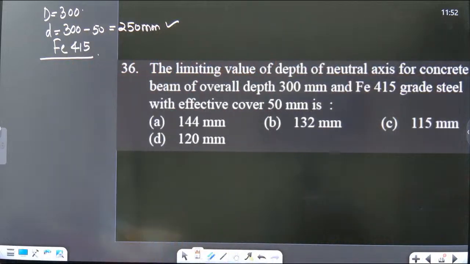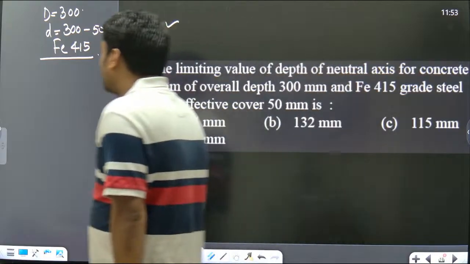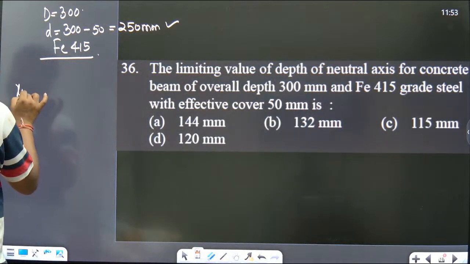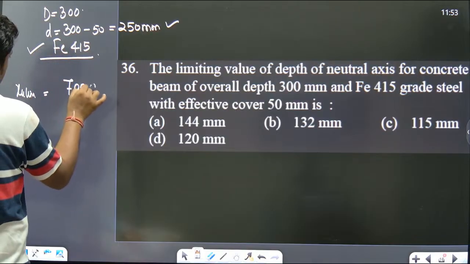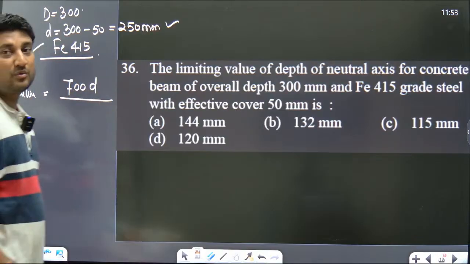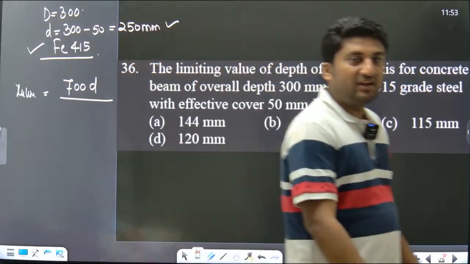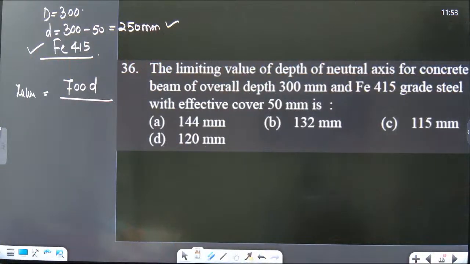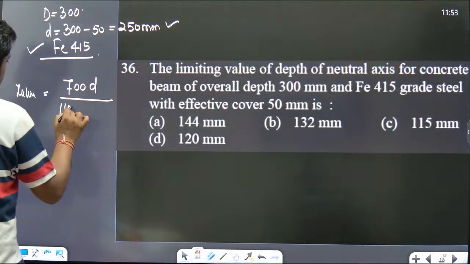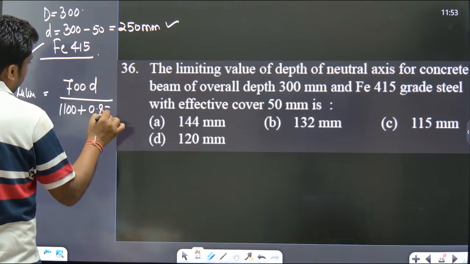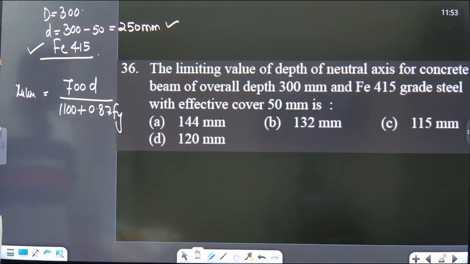No, 144 is not the correct answer. No, Vignesh, this is not the correct answer. You need to apply the formula for Xu limiting. If the grade of the steel is given, the formula that some of the students were asking about in the comment section is 700 D upon (0.87 Fy plus 1100). Yes or no? 1100 plus 0.87 Fy. This was the formula you were talking about. So this gives you the maximum depth of the neutral axis.